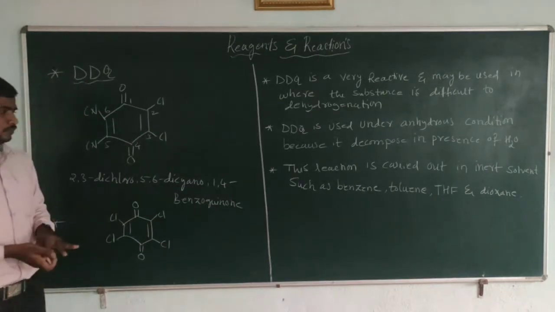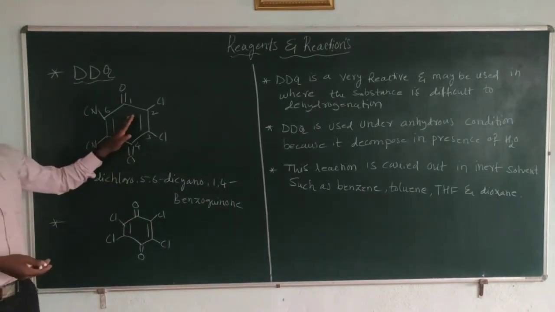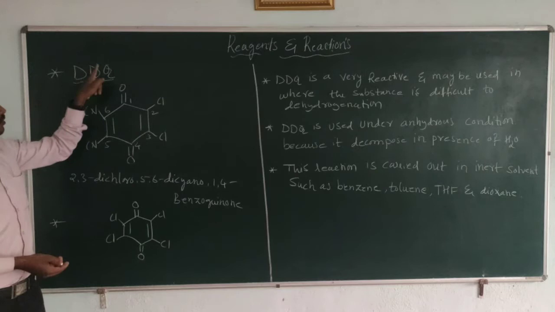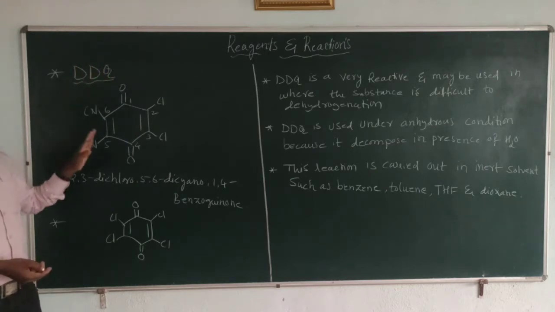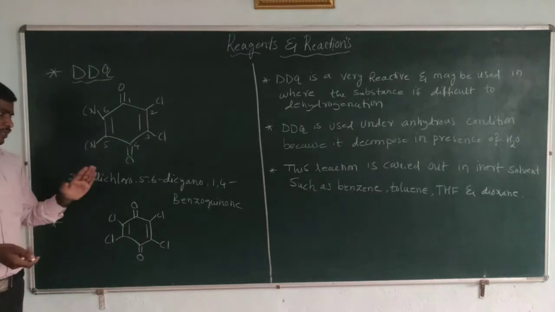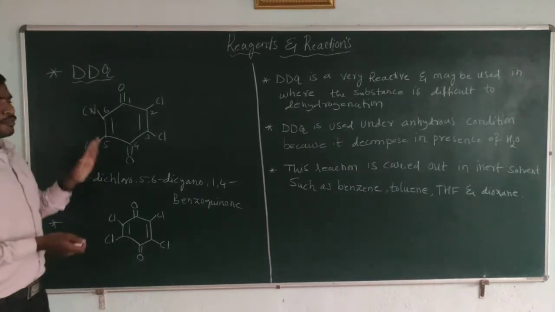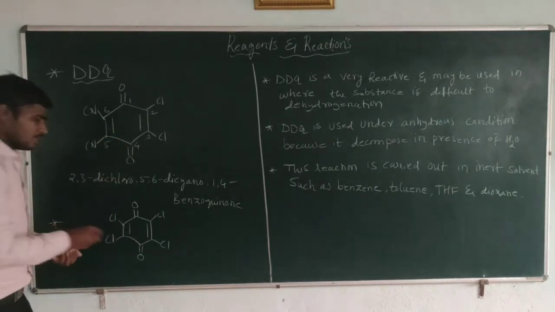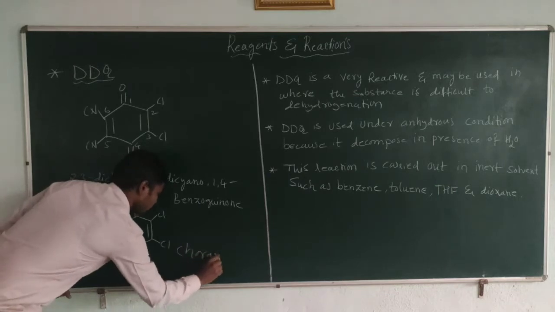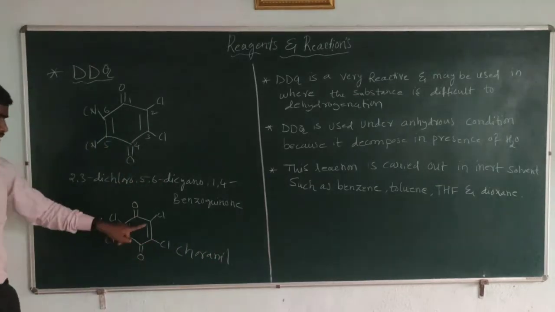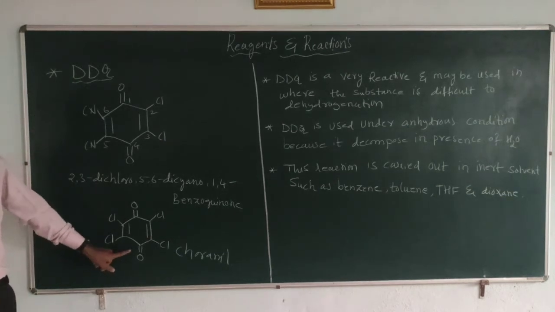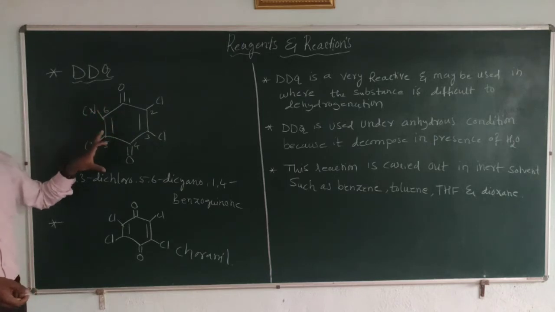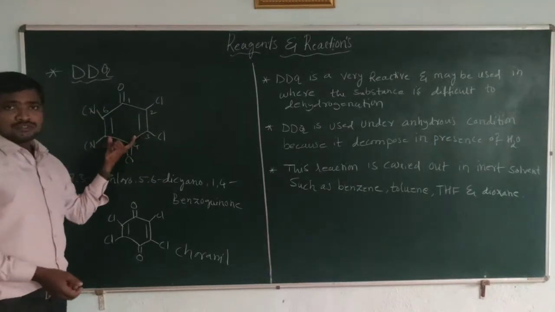So this is the nomenclature of the DDQ molecule. In short, we call it DDQ, dichloro dicyano quinone, that is the benzoquinone molecule. Two important molecules of benzoquinone are the DDQ and the second one is chloranil. Chloranil is a tetrachloro-substituted benzoquinone molecule. So these two are the important molecules of the benzoquinone class.